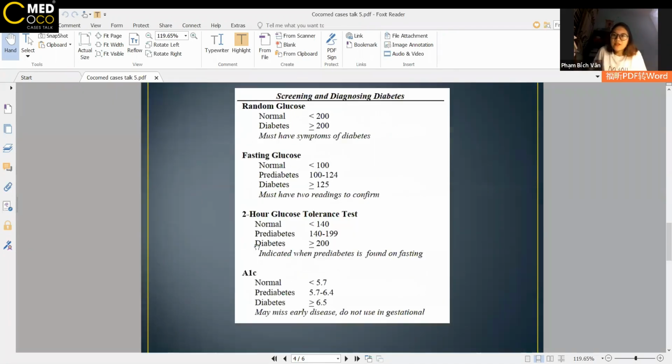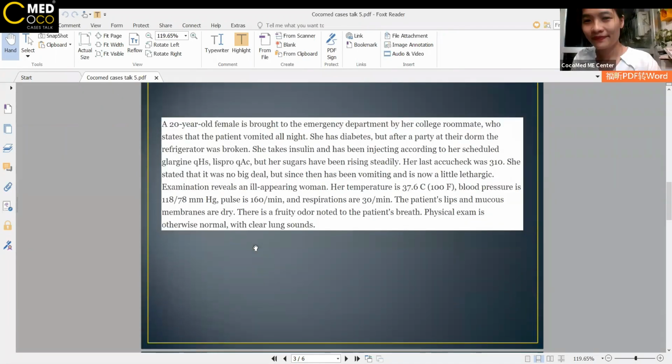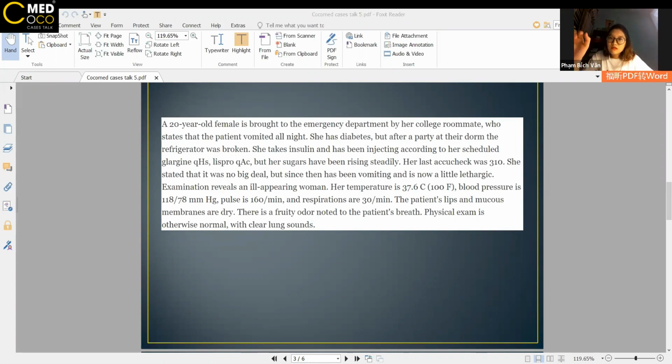Yes, I have a question. Yeah, go ahead. Can you take it back to the case? Yes. I want to explain a bit why I chose HbA1c. Okay. In this case, the first case, can you take it back to the first case? I want to see. Yeah, okay.